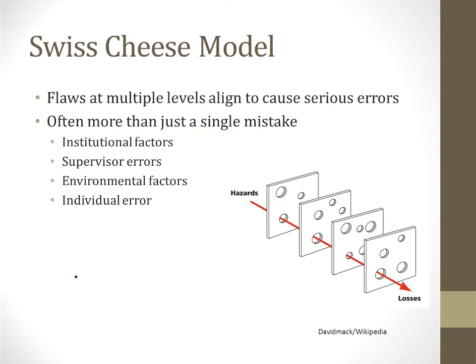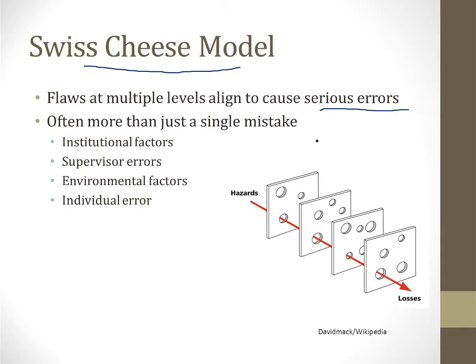The reason we do things like a root cause analysis when an error happens in the hospital is because usually mistakes involve multiple levels of error. In other words, a mistake is not just caused by the doctor doing something wrong at the bedside, it also happens because of numerous other institutional factors. And this is all explained by the Swiss cheese model of how errors occur in a process. The Swiss cheese model says that flaws at multiple levels need to align in order to cause serious errors.